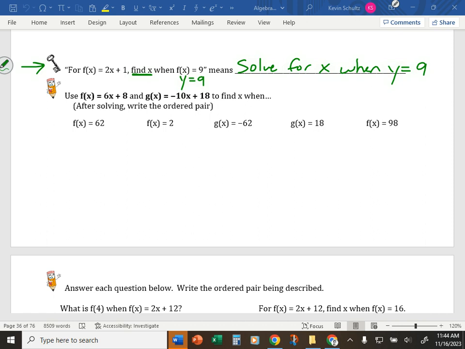So you don't know what x is? Correct. You have to solve for it, which is not as bad as you might think. Just watch the process first.